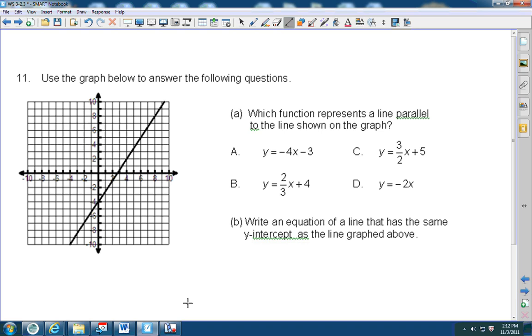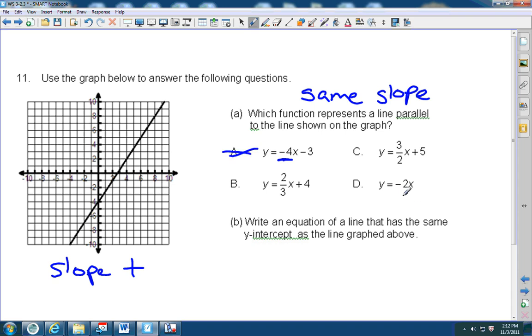This says which function represents a line parallel to the line shown. Now remember, if they're parallel, they have the same slope. Well, here's one thing. This line is increasing, it is going up. That means my slope is going to be positive. Well, this has a negative slope, it's not A. This has a negative slope, it's not D. So it's one of these two right here.